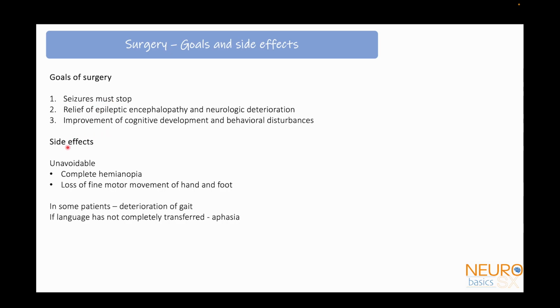Some of the side effects of hemispherectomies or hemispherotomies are unavoidable because you are disconnecting a whole hemisphere. So it is expected that there will be a complete hemianopia and there will be loss of fine motor movement of hand and foot. But only in a few patients do you get deterioration of gait. And if language has not completely shifted to the other side, which it usually would have, especially if it's a perinatal condition, if it has not shifted, there's a chance you can get aphasia.